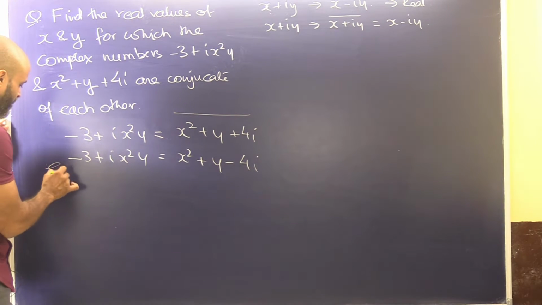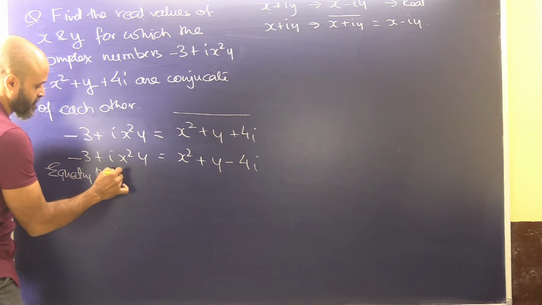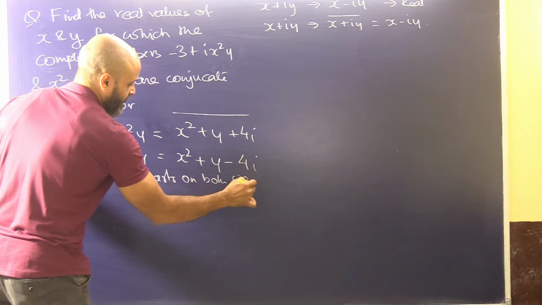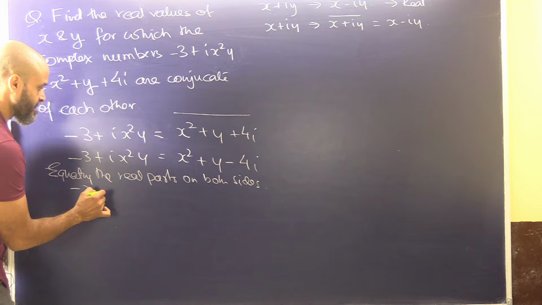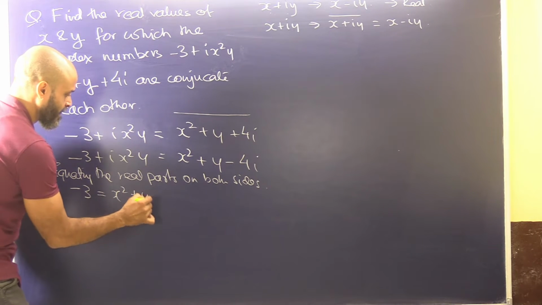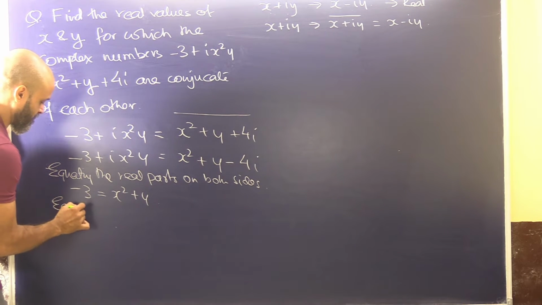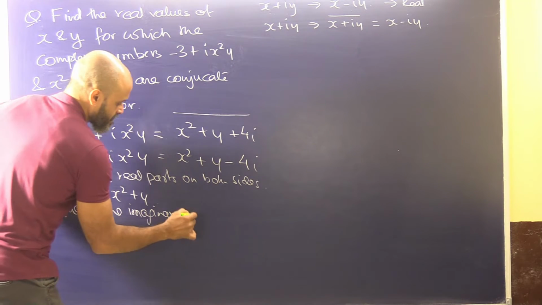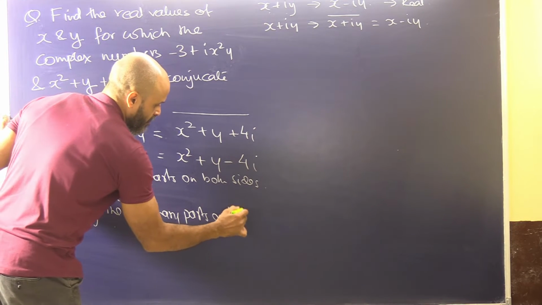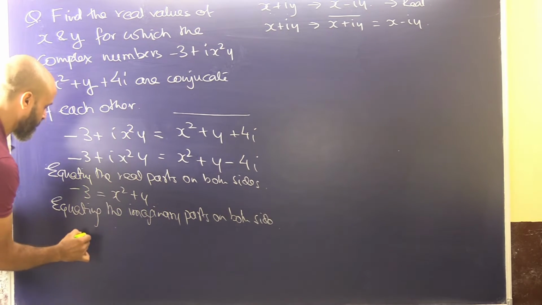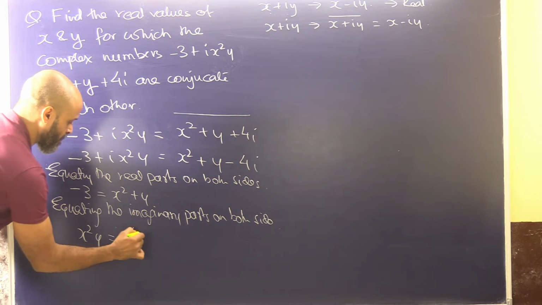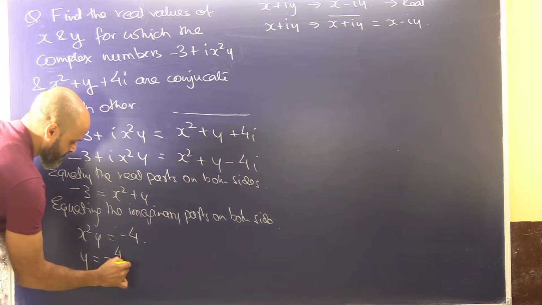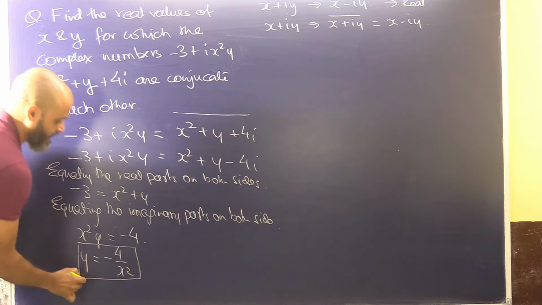Now equating the real parts on both sides, we have -3 is equal to x² + y. Okay, now equating the imaginary parts on both sides, we have x²y is equal to -4, or we can put this as -4 by x². So y is equal to -4 by x².